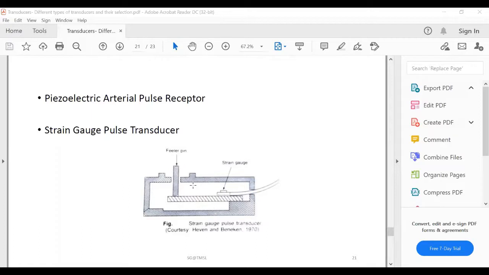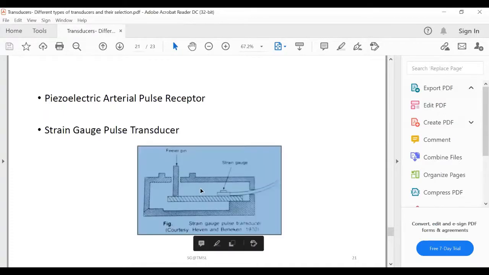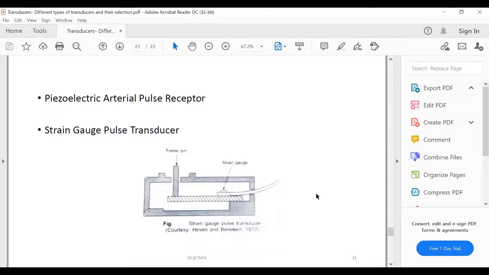Basically it uses this structure, which is connected to some voltage divider circuit and some recording device. So there are three types of pulse transducers or pulse sensors.